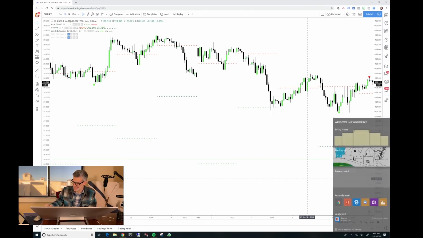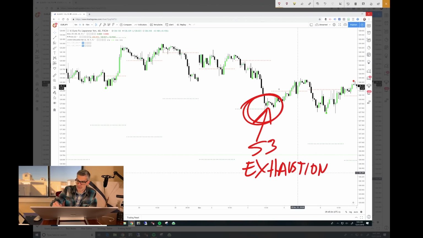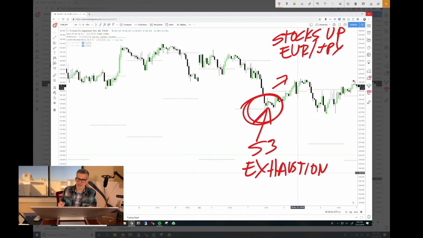Here's an example of what it looks like. That's a day where S3 is hit, and it's an exhaustion day. And that means that we're probably going to see a bounce when it hits that level. And that means that's a day when the stocks are up. That means the euro yen is up as well.